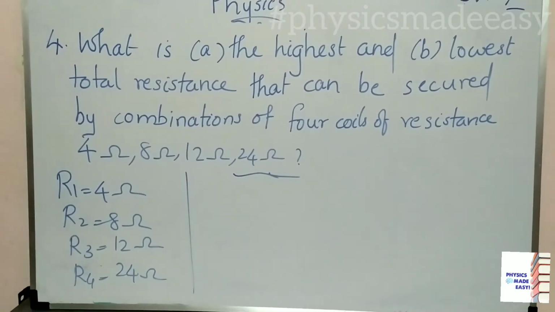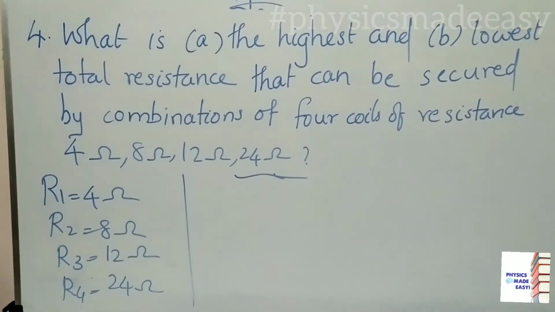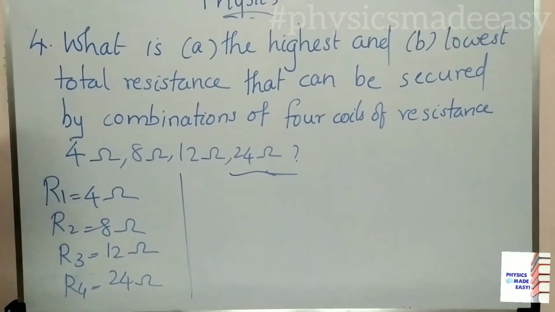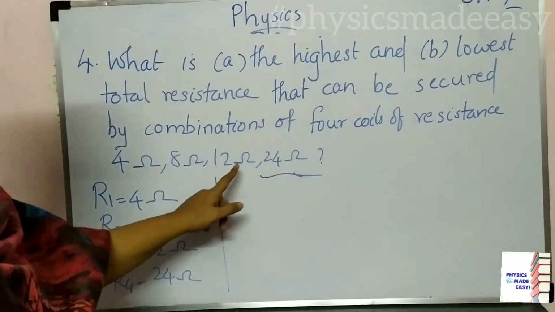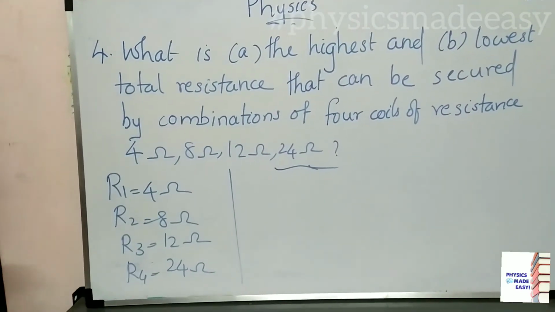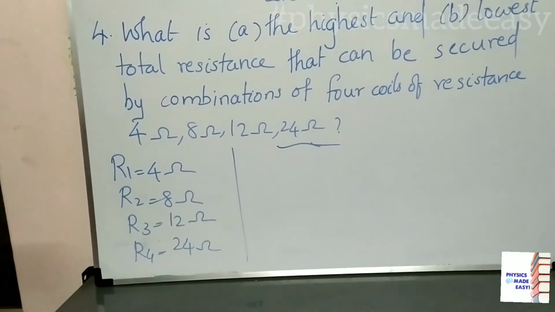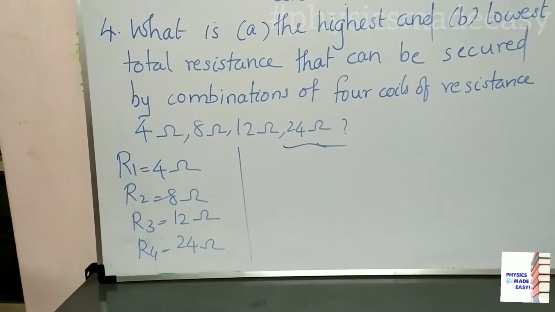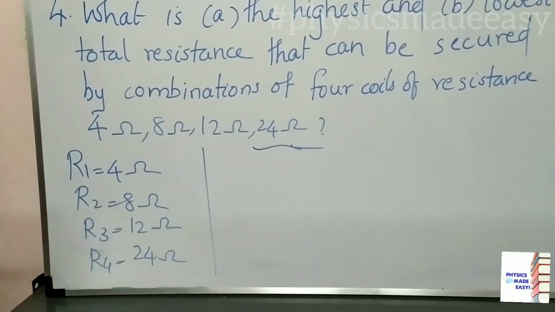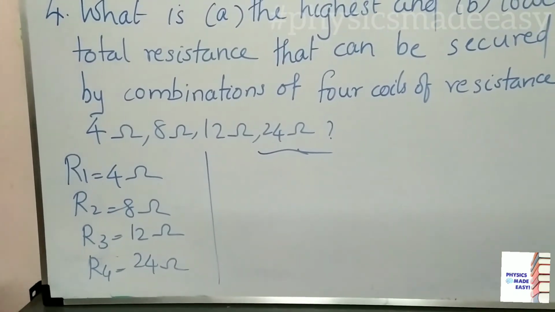What are the highest and the lowest total resistance that can be secured by the combinations of 4 coils of resistances 4 ohm, 8 ohm, 12 ohm, 24 ohm? 4 resistances are given here. You have to find the highest value and the lowest value. How can we get that? If you are connecting these resistors in series, you can get the highest value.